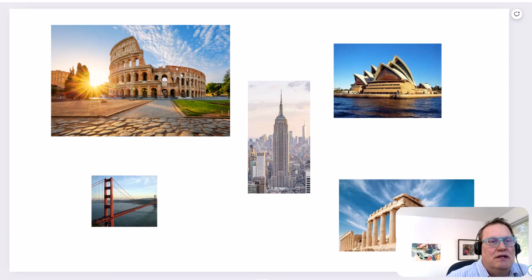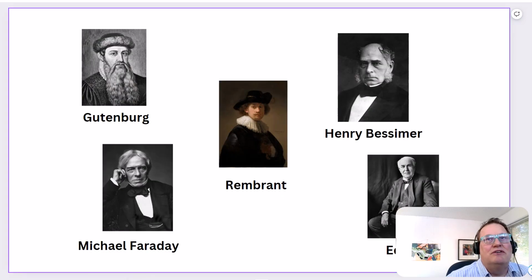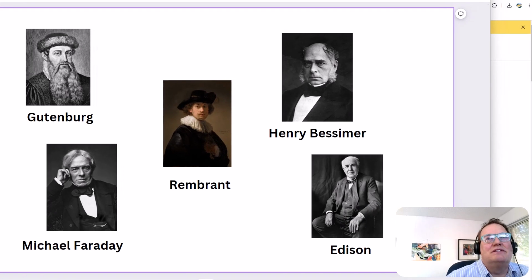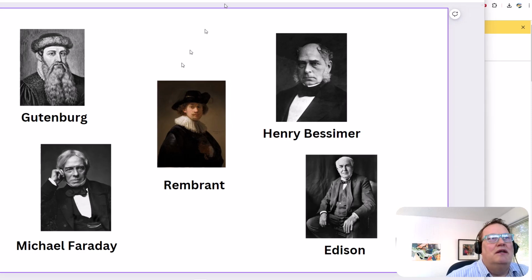Now we may think of designers as artists, but here is a group of designers. Obviously Rembrandt here in the middle, he's an artist, but these other four gentlemen, and we're going to have to move that a little bit so you can see Edison a little bit better. You probably know who Gutenberg is, but why have I included Michael Faraday? Well, Michael Faraday is one of the forerunners in making electric generators, and we know how electricity has affected our lives.